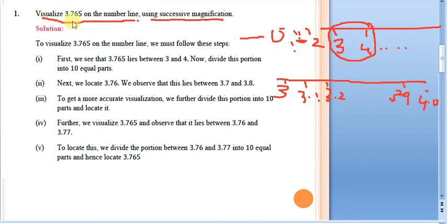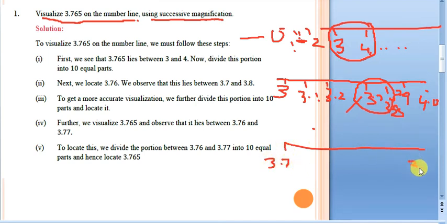Now see, our number is 3.765, that means 3.7, after that there is 6, so it has crossed 3.7. So just we have to look at our 3.7 and after that we have 3.8. Now our number for sure will lie in this region. Again we have to zoom in. So what we will get, we will be getting 3.7 at one end and 3.8 at the other end.